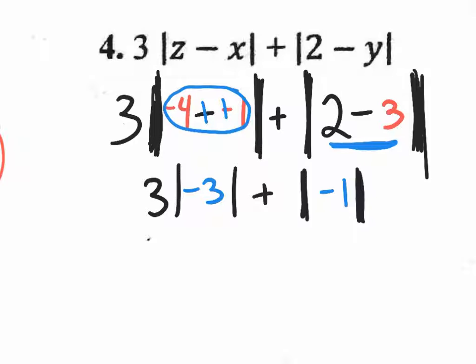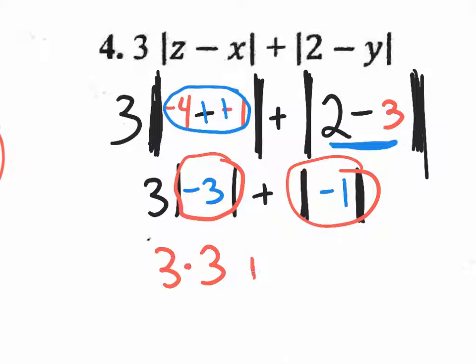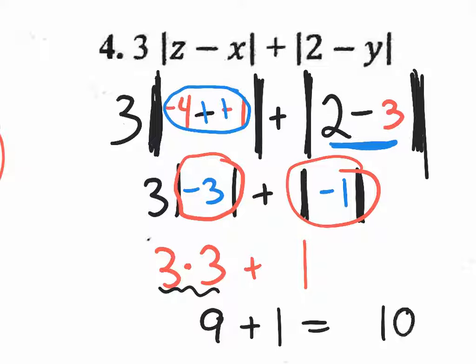So then we're able to multiply. Actually, before we multiply, we do the absolute value of negative 3. That's positive 3. Bring down the 3 in the front with the multiplication. And the absolute value of negative 1 is positive 1, so you really have plus 1. When you're faced with multiplication and addition, you do multiplication first. It's going to be 9 plus 1. 9 plus 1 is 10. That's your final answer for number 4.